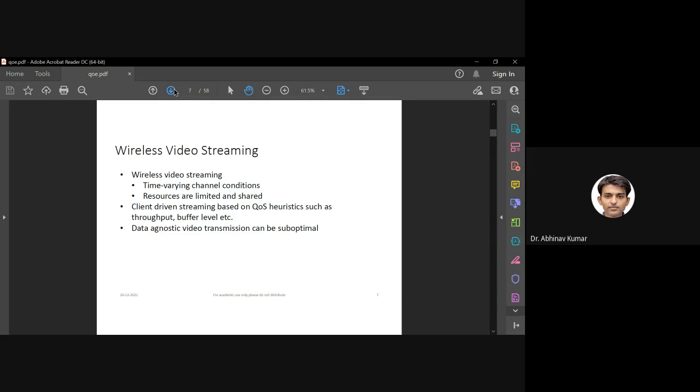Second thing is, the resources are typically limited and they are shared. Now, of course, a lot of you may come back to me saying, we are talking about 4G and now 5G, where are the limited resources? Resources appear to be huge, a huge amount of resources are available.